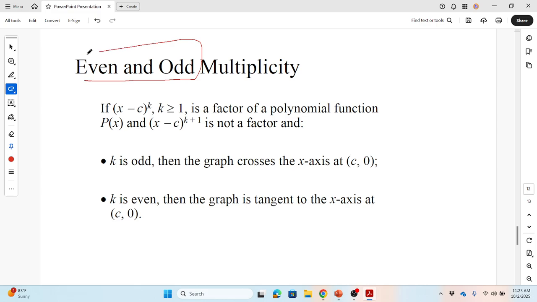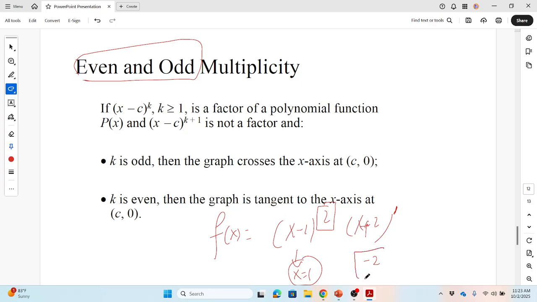Even and odd multiplicity. Let's say you have a polynomial function, and these are the factors of that function. Multiplicity means this exponent, how many times those factors are repeating. X minus 1 is repeating 2 times, and the zero of this factor is 1. So 1 has a multiplicity of 2. Here negative 2 is the zero, and the multiplicity, the exponent of that factor, is just 1. So the zero negative 2 has a multiplicity of 1.